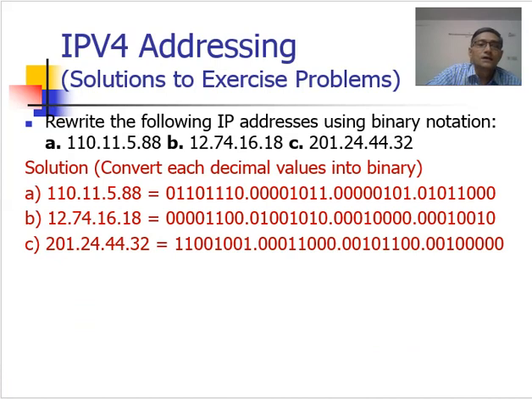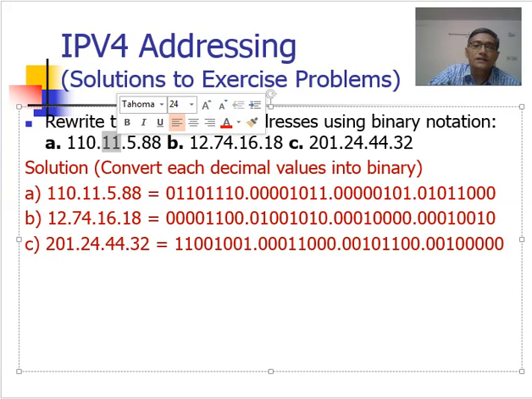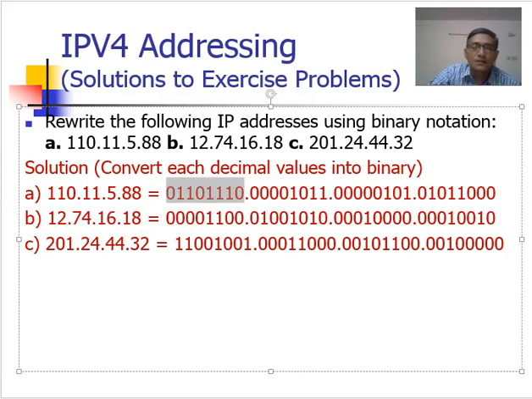Second question, rewrite the following IP addresses using binary notation. So they have given the dotted decimal notation, 3 sub-problems are given, and these dotted decimal notations should be converted into binary notation of 8-bit octets. Right, so the fundamental conversion is that each decimal value here, 110, 115 and then 88, should be divided successively by 2 to get the corresponding binary number with 8 bits. Okay, so these 8 bits are represented.